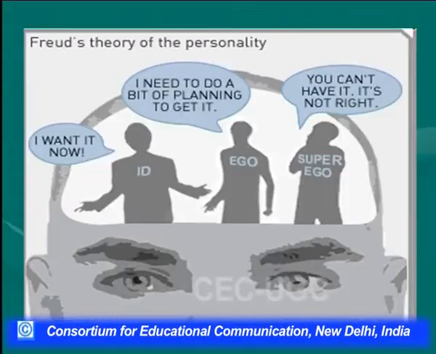So the first factor is the id, that is, you want it now, whether it is right or wrong, in any case you need it. The second is your ego, that is, I need to do it, but planning is needed here. Whereas the last is, you cannot have it because it is not right, which is a result of the superego of a human mind, because these are the factors which affect the personality of an individual.